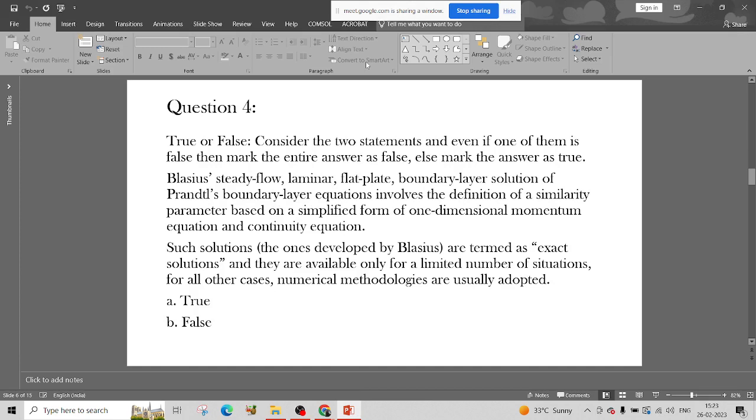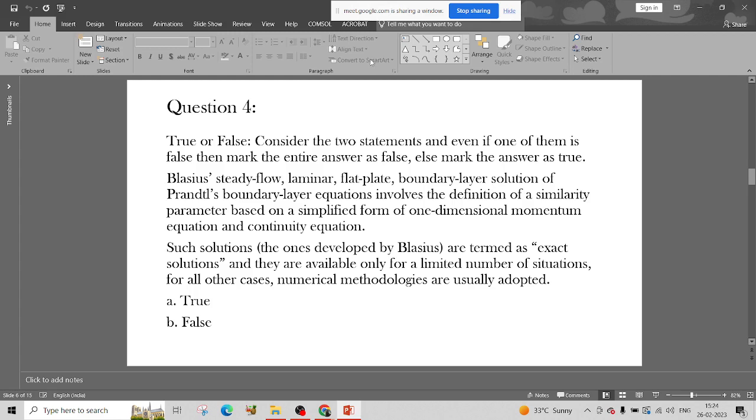The Blasius steady flow laminar flat plate boundary layer solution of the Prandtl boundary layer equation. In this question, I'll show how the Prandtl boundary layer equation will be developed. I won't be showing the whole solution, but Blasius solved the Prandtl equation, and I'll show you what the equations are: one is the continuity equation, another is the Navier-Stokes equation, and one is the heat equation. He solved them all to give us the exact solutions.